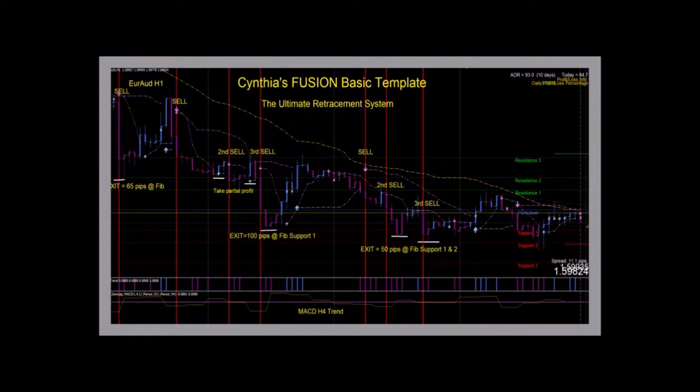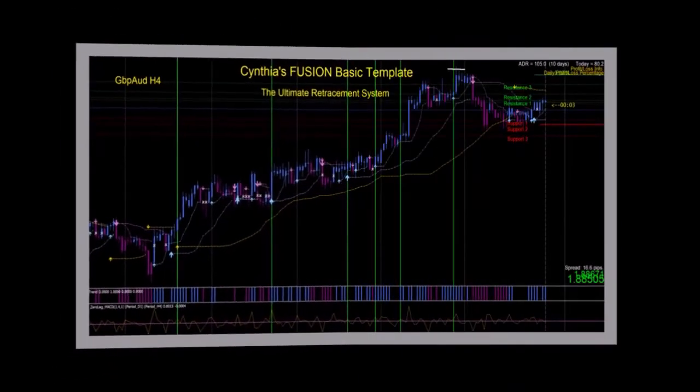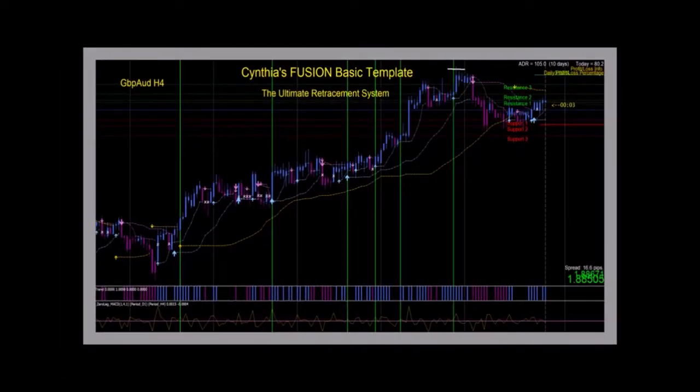And then you can ride the trend, and this is a 4-hour chart. You can imagine the number of pips you can gain trading in the 4-hour chart, although you can use this trading system for 1 minute, 5 minute, 15 minute, all the way up to 4 hours.